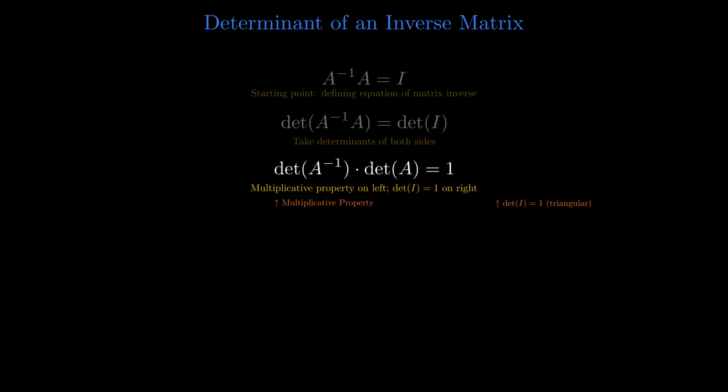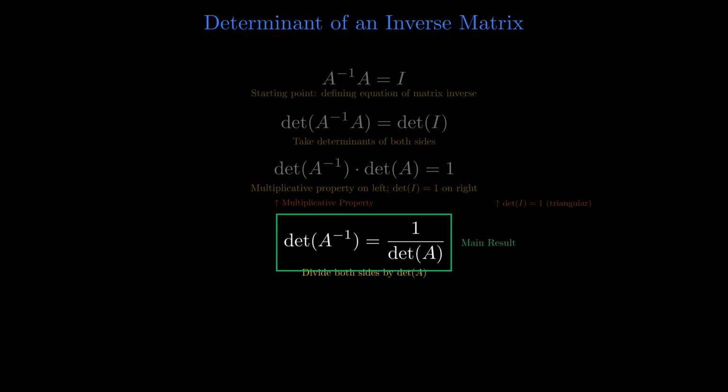On the right side, the determinant of I equals 1, since I is a triangular matrix with all ones on its diagonal. And the determinant of a triangular matrix is the product of its diagonal entries. So we have the determinant of A inverse times the determinant of A equals 1. Dividing both sides by the determinant of A, we get our main result. The determinant of A inverse equals 1 over the determinant of A.